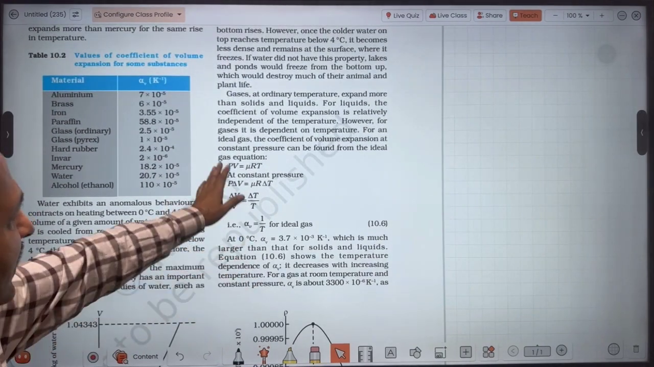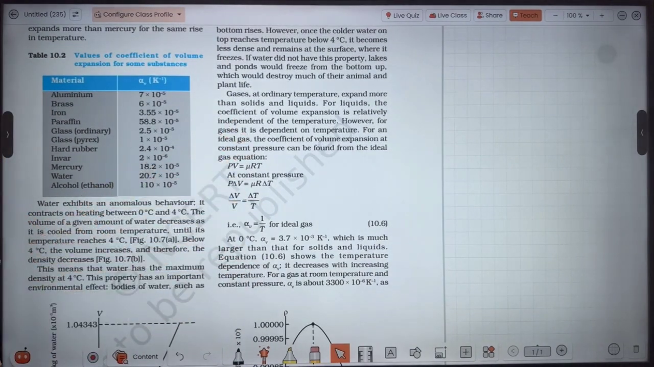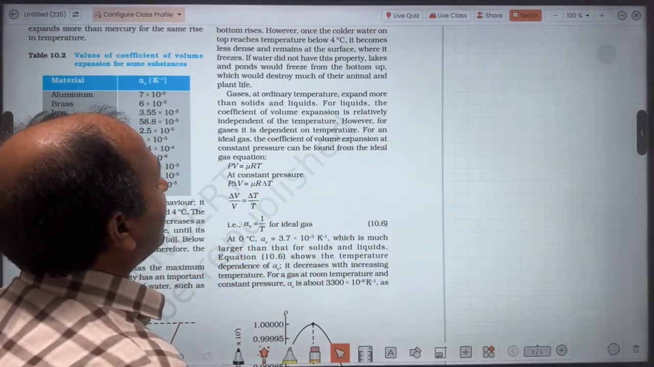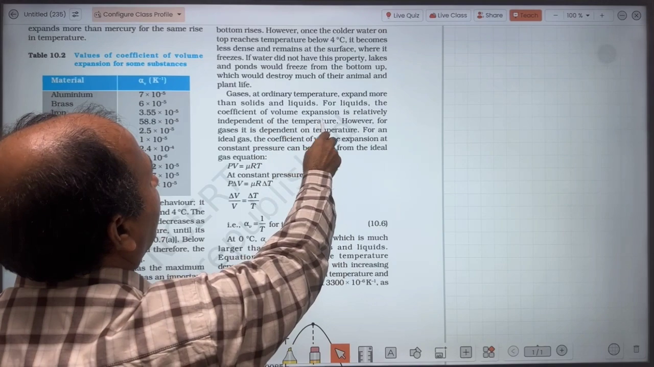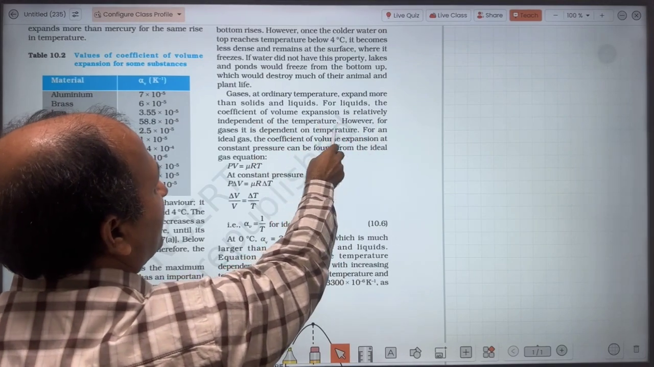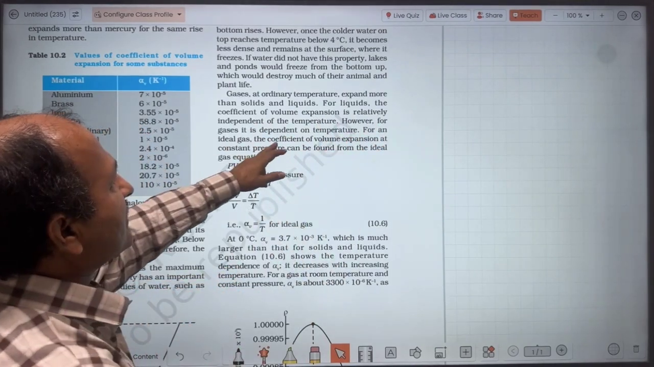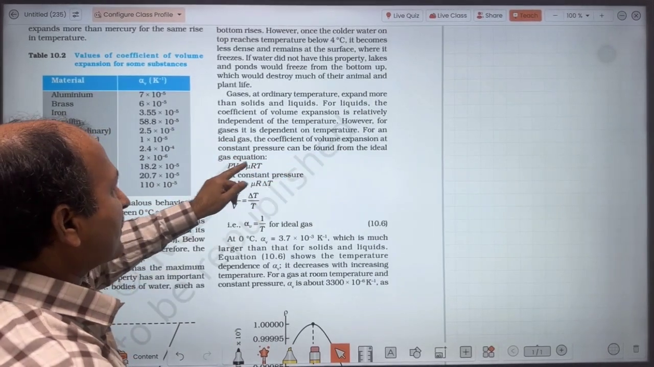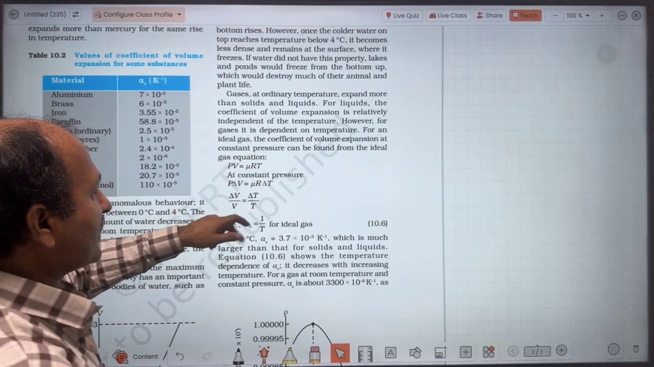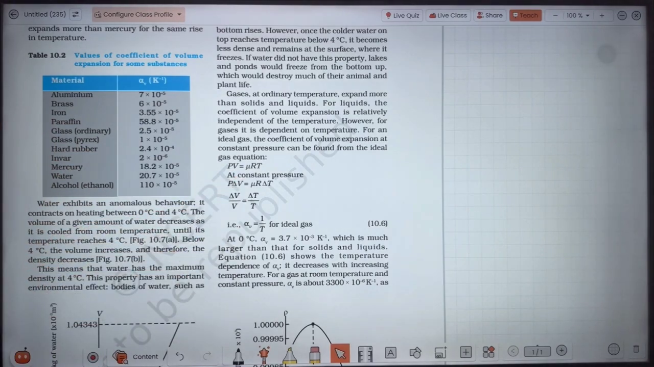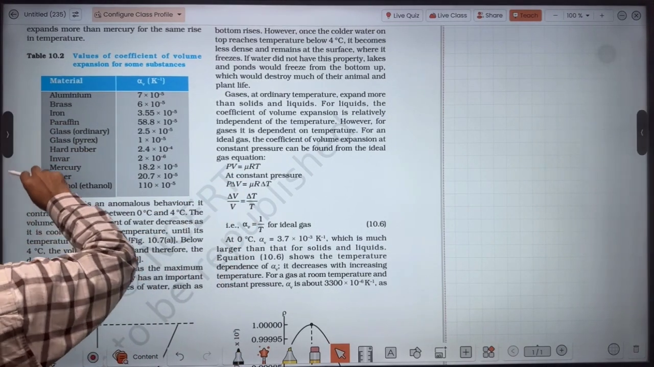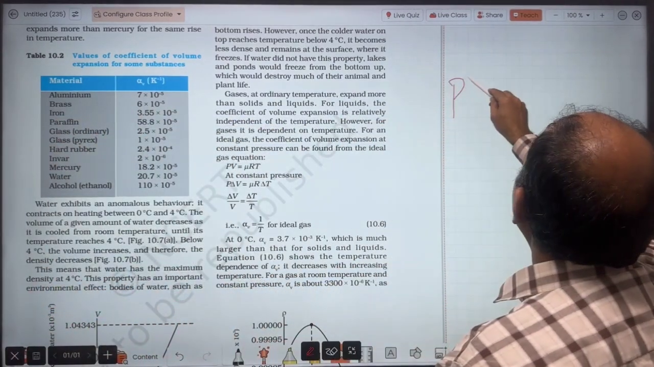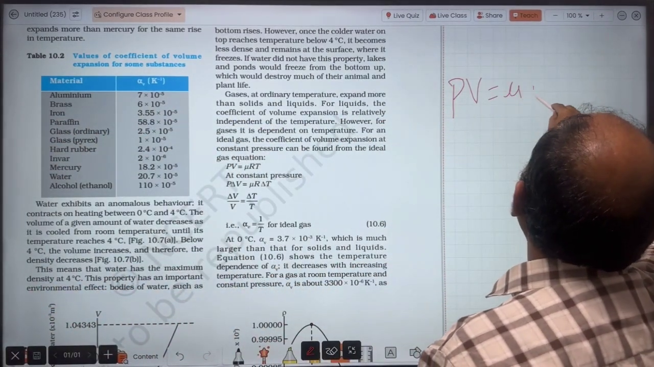Here some basic points are also given. You can see gases at ordinary temperature expand more than solids and liquids. For liquids, the coefficient of volume expansion is relatively independent of the temperature. However, for gases, it is dependent on temperature. For an ideal gas, the coefficient of volume expansion at constant pressure can be found from the ideal gas relation PV equal to mu RT. Let's see how. PV equal to mu RT.